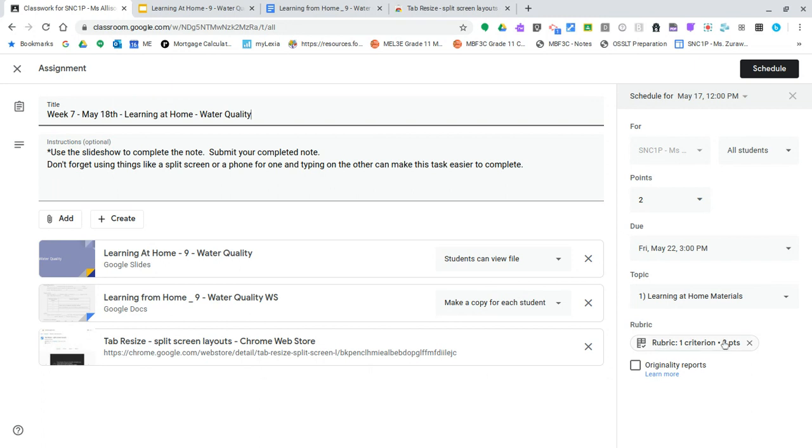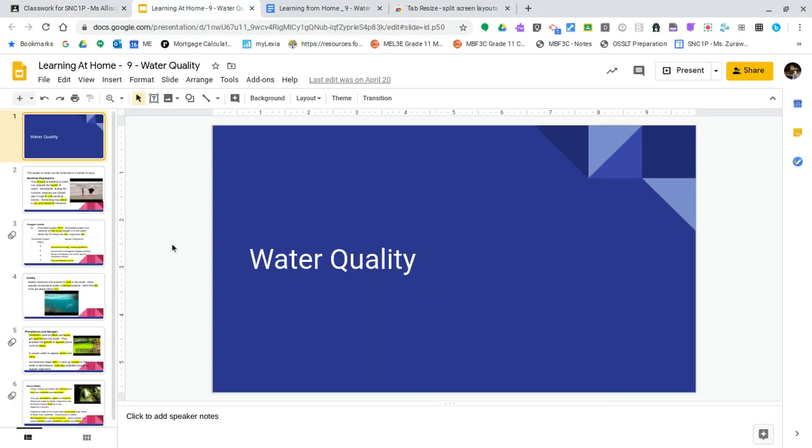You're getting the same rubric as you've gotten before. You have a slideshow about water quality and a note to fill in about water quality. So don't forget, these count for marks, and all this stuff will be on the test, which will be next week or the week after. So you need to have this stuff done.